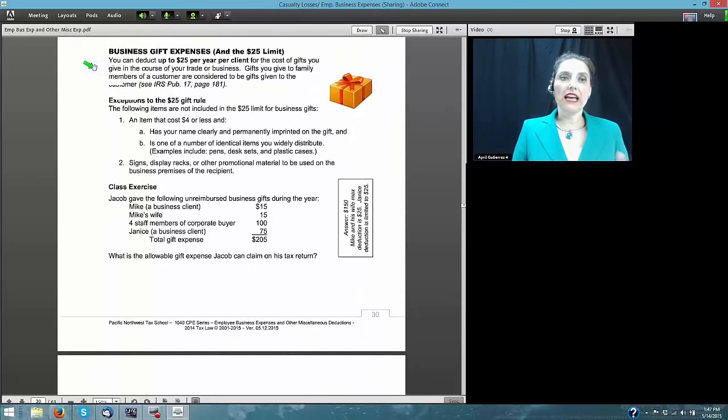And the next item we're going to look at is business gift expenses and the $25 limit. You can deduct up to $25 per year, woohoo, per client for the cost of gifts that you give in the course of your trade or business.